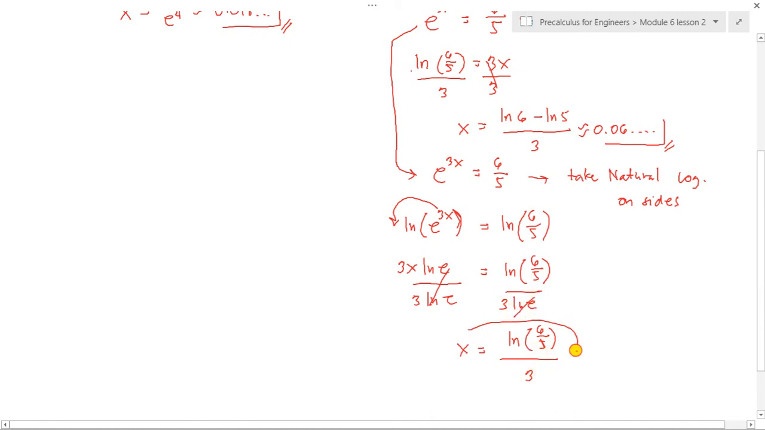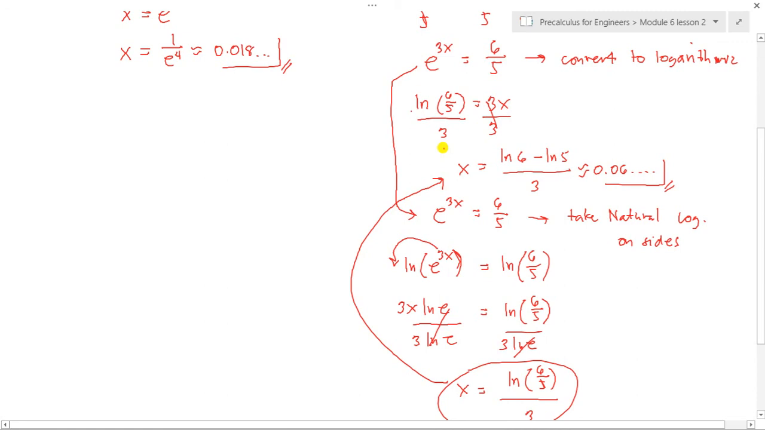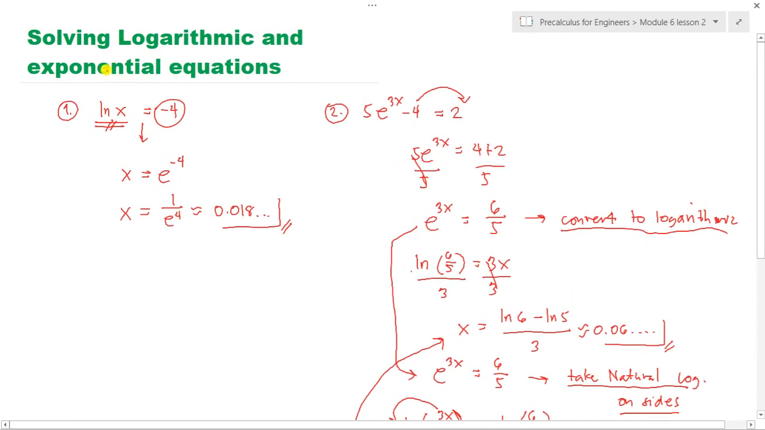Therefore, this expression is the same as the earlier one. So either way, you will get the same answer. You can either convert the exponential form into logarithmic form, or take the natural logarithm on both sides. It's up to you, class, whichever you prefer. Okay, let's proceed to the next example.